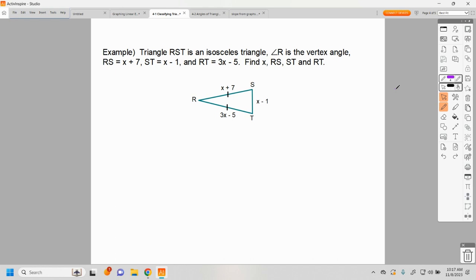All right, so go ahead, think about what you need to do to find x and solve for that missing stuff. If you know what to do, go ahead and start doing it. If you want to confer with somebody, that's fine.